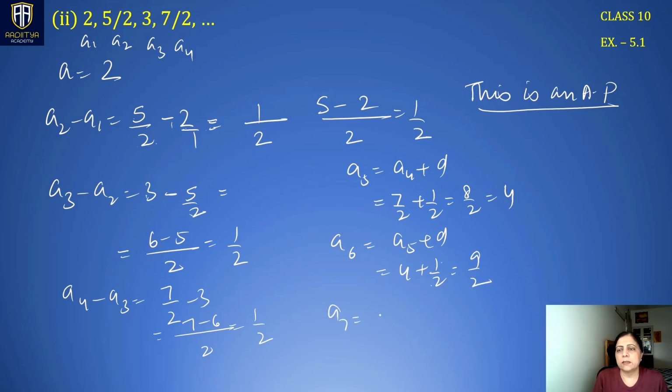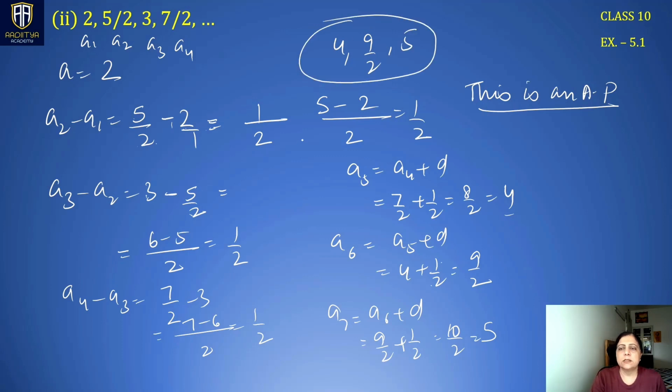And finally A7. A7 is A6 plus D. So 9 by 2 plus half. That is 10 by 2, which is 5. So the next 3 terms in the sequence are 4, 9 by 2 and 5. These are the next 3 terms.